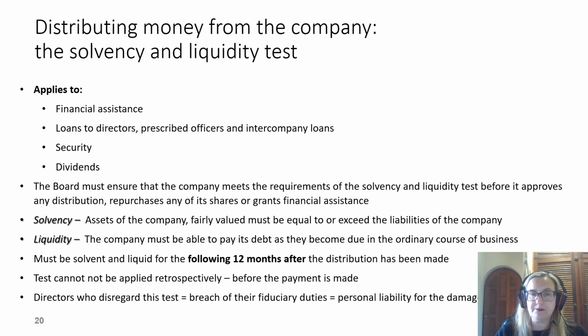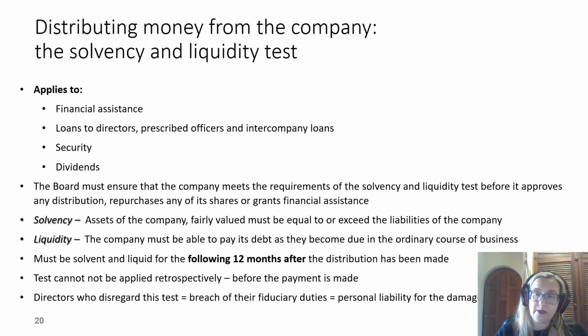And essentially what it means is solvency relates to the balance sheet. This is the assets of the company. After you've done this distribution or this asset has left the company, the remaining assets of the company, fairly valued, must equal or exceed the liabilities of the company. So the company must still be solvent.